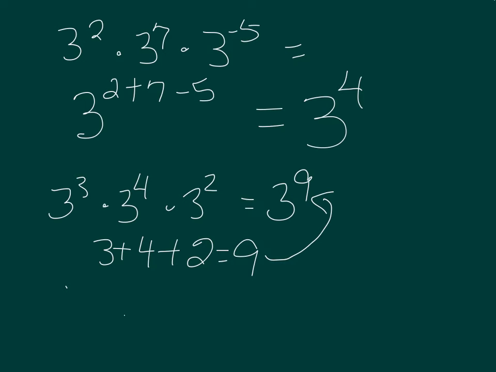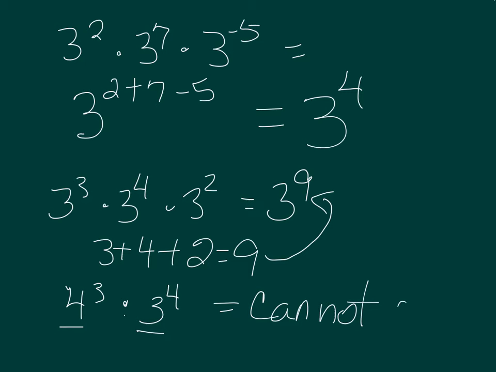Okay, let's look at 4 cubed times 3 to the 4th. What do we get here? Well, if you remember what we said, our bases have to be the same. Is 4 the same as 3? No. So here we cannot combine them. Cannot combine.